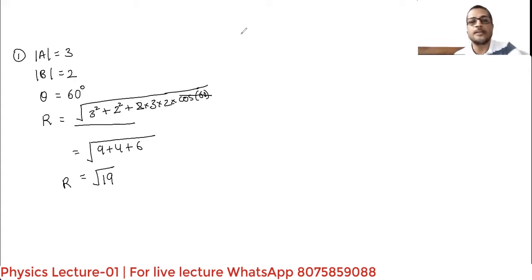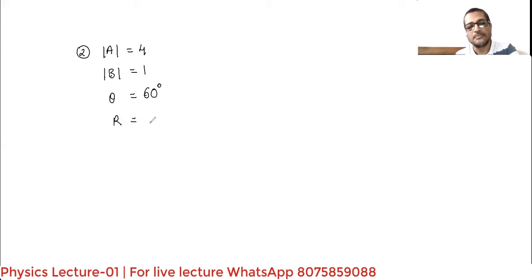Yes, sir. Right. So let us take up a few more examples like this. Second one. Suppose there is a vector A whose magnitude is 4 units. Then there is vector B whose magnitude is 1 unit. And the angle between these two vectors is, let us take the same thing, 60 degrees. Just tell me what will be the result. Initially, I'm giving you sums with repetition so that you get the hang of the formula. Then we'll do slightly more complicated ones.